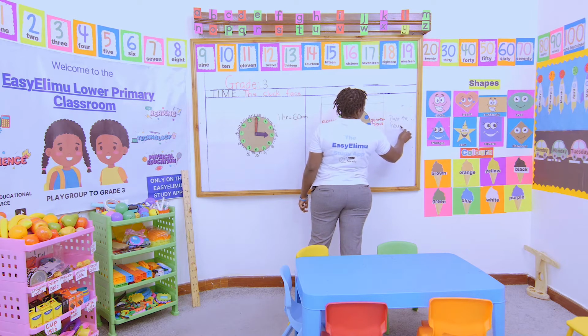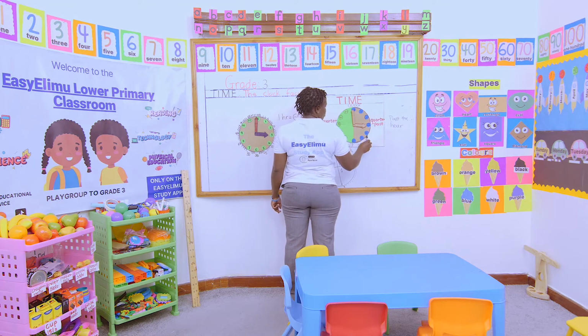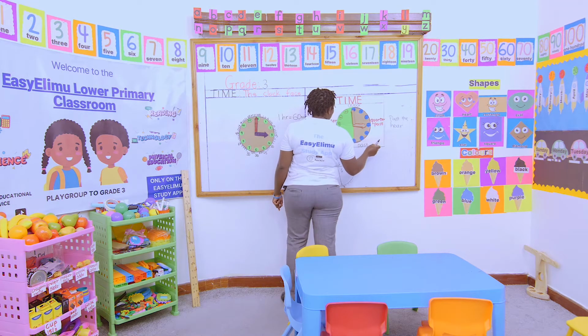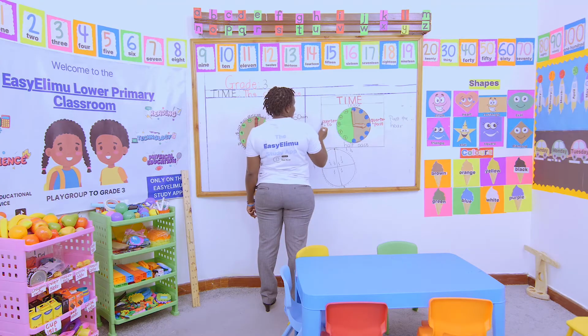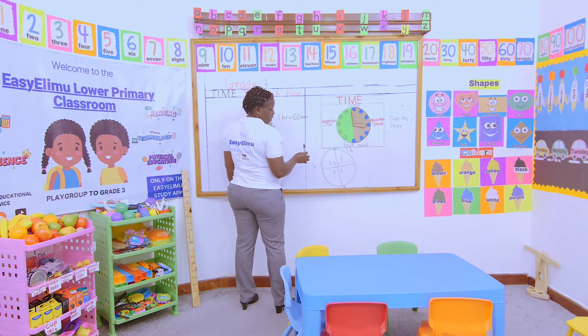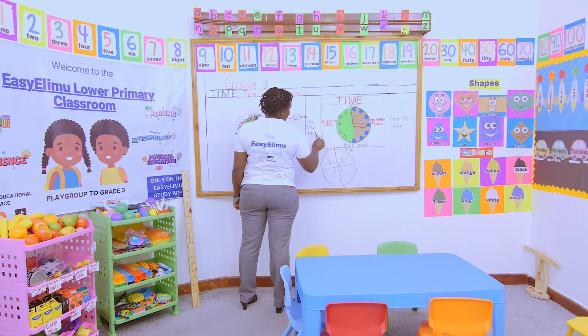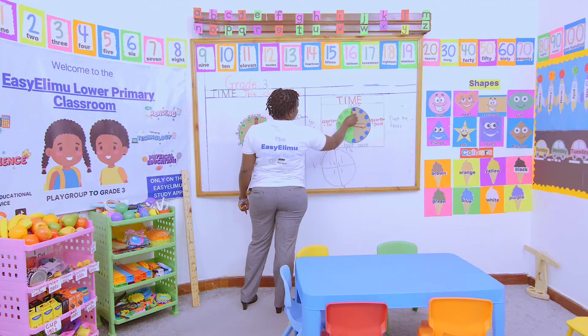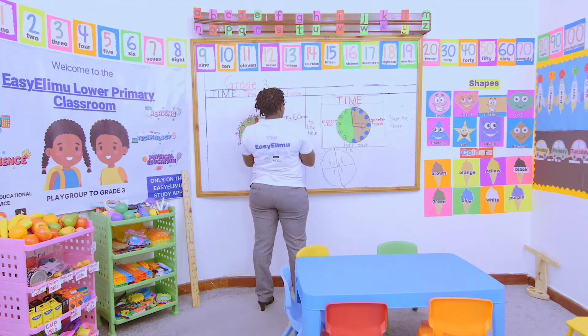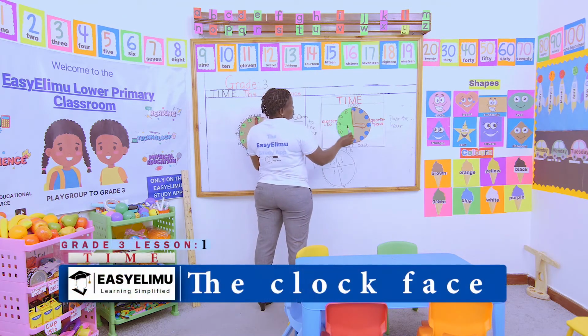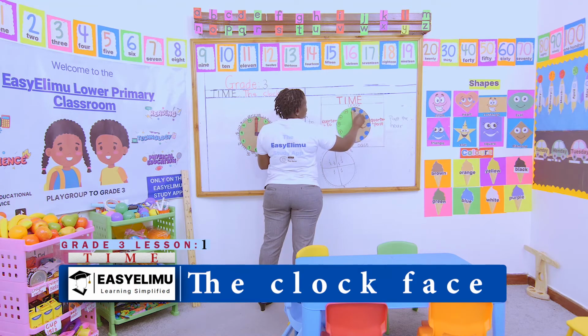Any time that is between this 1, 2, 3, 4, 5, 6, it is past the hour. And any time that is on this side, it is to the hour. Meaning, it's just remaining something small for you to reach the hour. We have realized that 1 hour is equal to 60 minutes. So when I say it is past the hour, it has passed the hour.